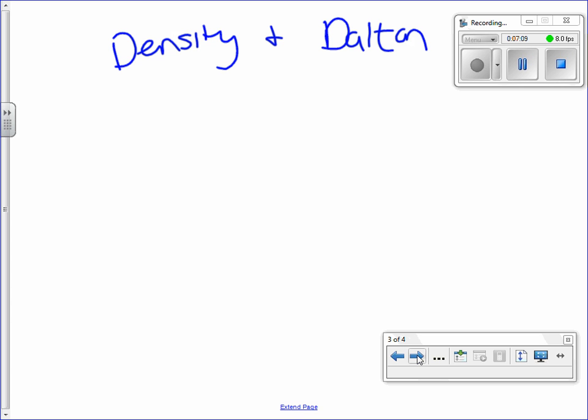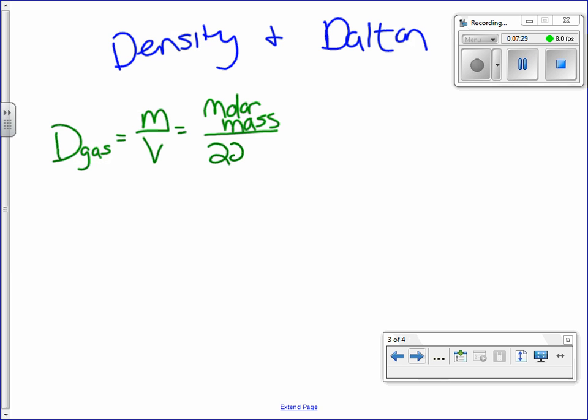First and foremost, what you need to know about density. The density of a gas is the mass over the volume, like anything else, but we can just assume that we have a mole because it makes our lives easier. So it's the mass, this is going to be your molar mass from your periodic table, divided by 22.4.